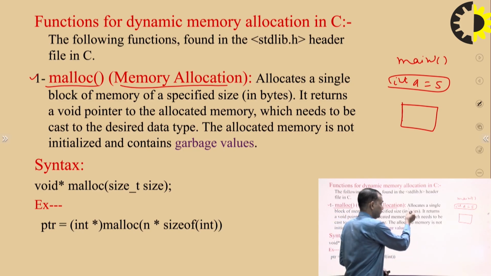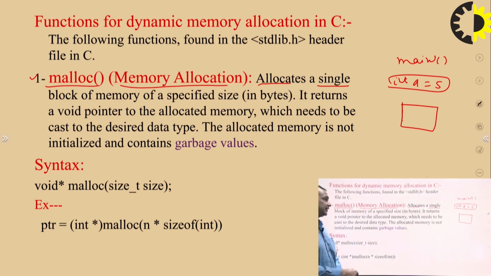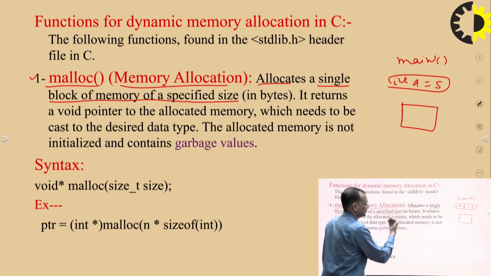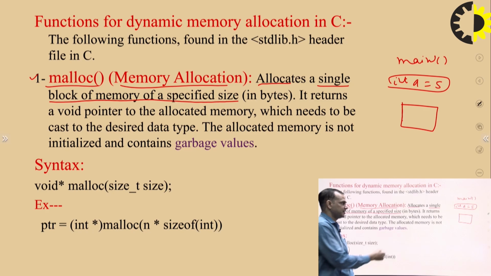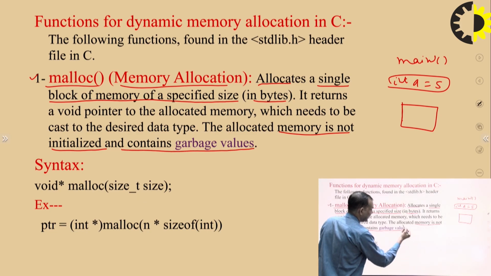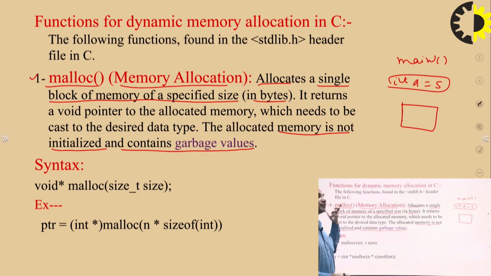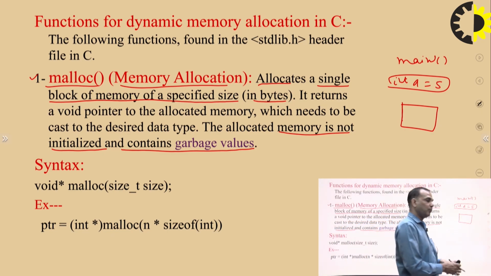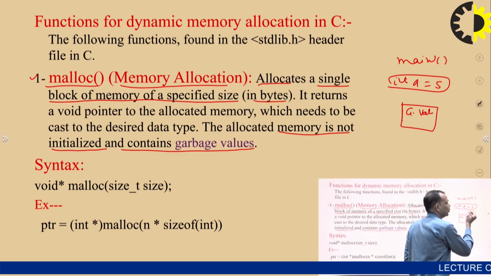When we use malloc, it allocates a single block of memory of a specific size, in bytes, and returns a void pointer to the allocated memory, which needs to be cast to the desired data type. The main point about malloc in dynamic memory allocation is that this memory is not initialized and contains garbage values. Suppose we declare this block, it will contain the garbage value.